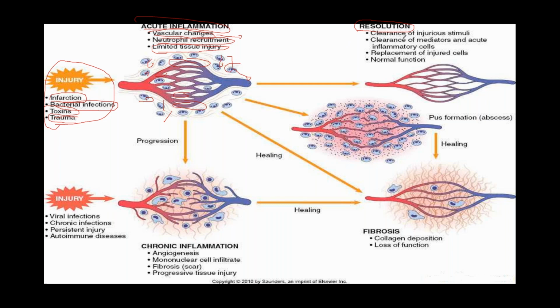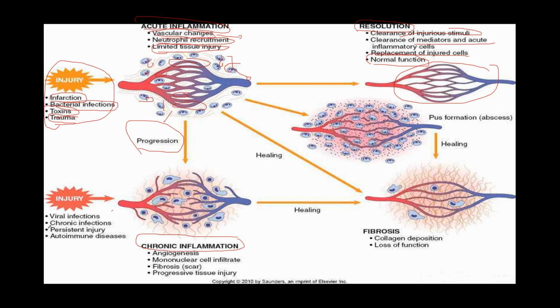It occurs with clearance of injurious stimuli by phagocytosis, and the clearance of mediators and acute inflammatory cells, and replacement of injured cells, and finally return to the normal function. So these are the normal cells. So this is if resolution has occurred. In case there is progression, if the stimuli is persistent, or the stimuli is more potent than the inflammatory response, it may lead to chronic infection.